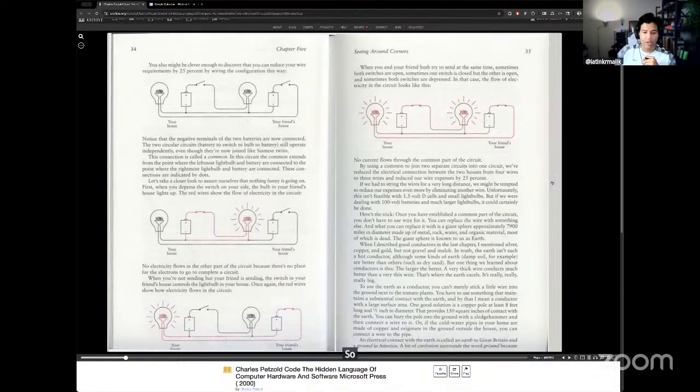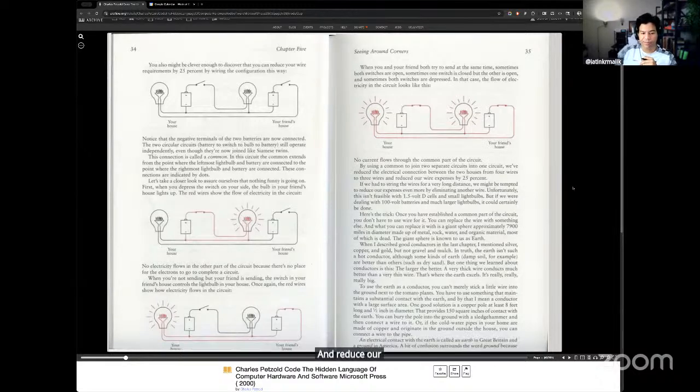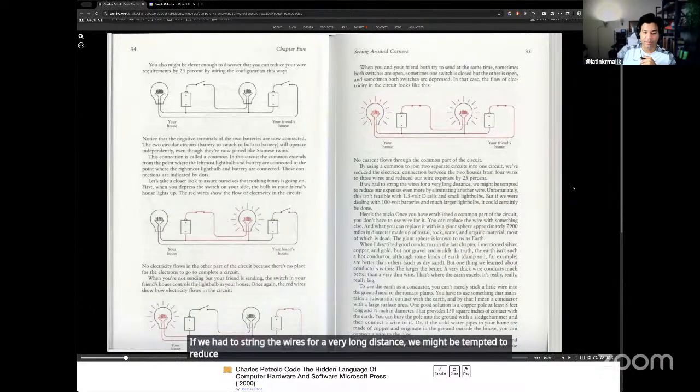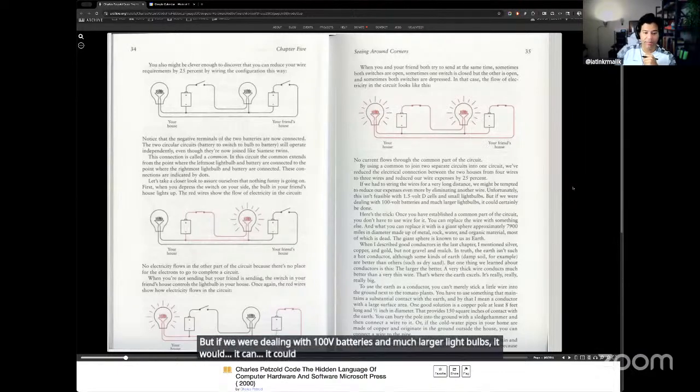So by using a common to join two separate circuits into one circuit, we have reduced the electrical connection between two houses from 4 wires to 3 wires and reduced our wire expense by 25%. If we had to string the wires for a very long distance, we might be tempted to reduce our expenses even more by eliminating another wire. Unfortunately, this is not feasible with the 1.5 volt D cells and small light bulb. But if we were dealing with 100-volt batteries and much larger light bulbs, it could certainly be done.